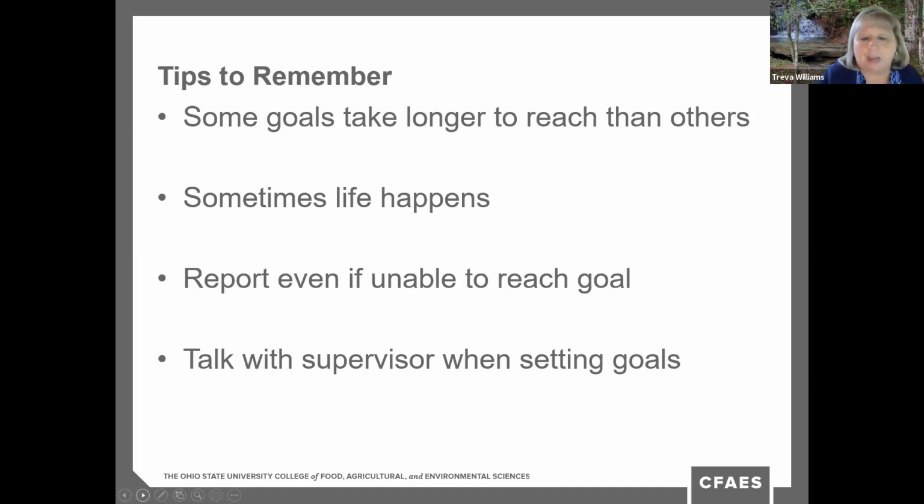Some of you may have had a goal. I know one educator had a goal to do a program at a camp in April of this year. Rather than just saying it didn't happen, tell me why it didn't happen, and what your plans are to implement it, maybe a different way. And then talk with your supervisor when you're setting goals. We don't set them in isolation. We set them together.